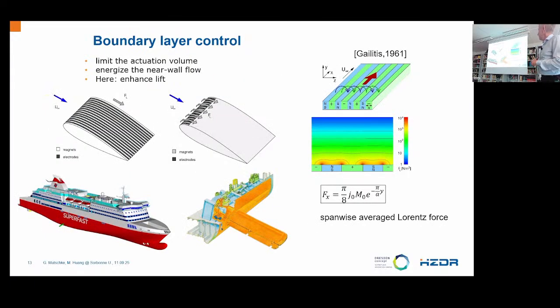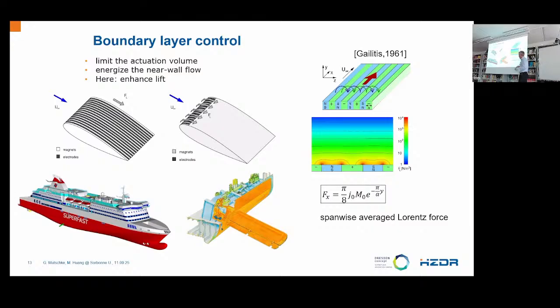You can do it a bit better by applying only boundary layer control. So this is all relatively old ideas that came up in the 60s. You can generate an electromagnetic actuator consisting of alternating arrangements of permanent magnets and electrodes. And by the cross product of the field lines, you generate a streamwise Lorentz force that in wall normal direction is exponentially decaying. And this can be used similar to blowing or suction at an airfoil. In this case, it is, of course, flaps in order to enhance the lift.